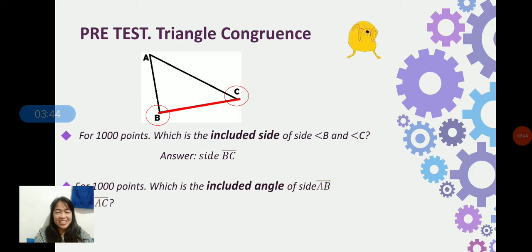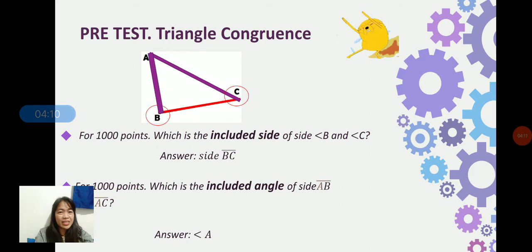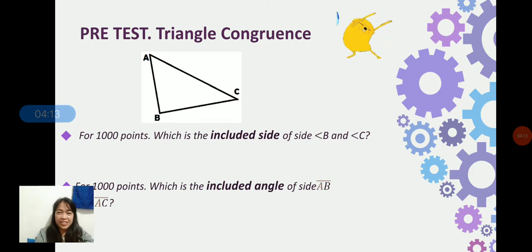Is that easy? How about the second question? Which is the included angle of side AB and AC? The answer would be angle A. Now you might ask why? This is your side AB and the other one is your side AC. Now which angle is in between these two sides? Of course, that is your angle A.